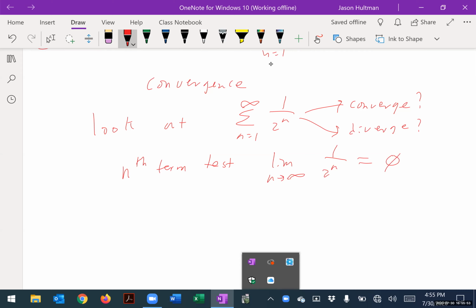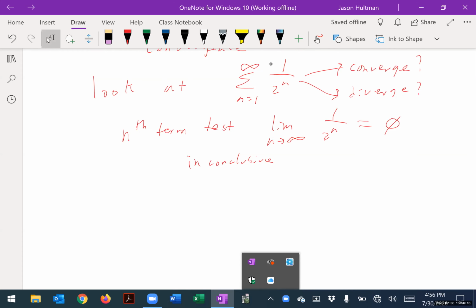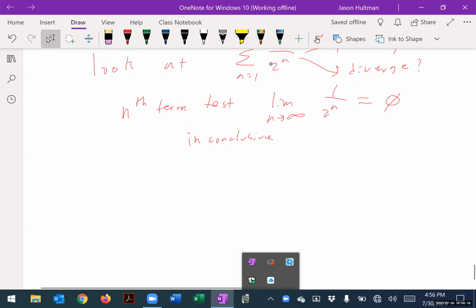It's inconclusive, right? It could converge, it could also diverge. We just don't know that it definitely diverges. So that kind of sucks. It doesn't tell us anything. We just know the nth term does go to 0. Okay, what's another test that we could use? It's not a p-series, right?